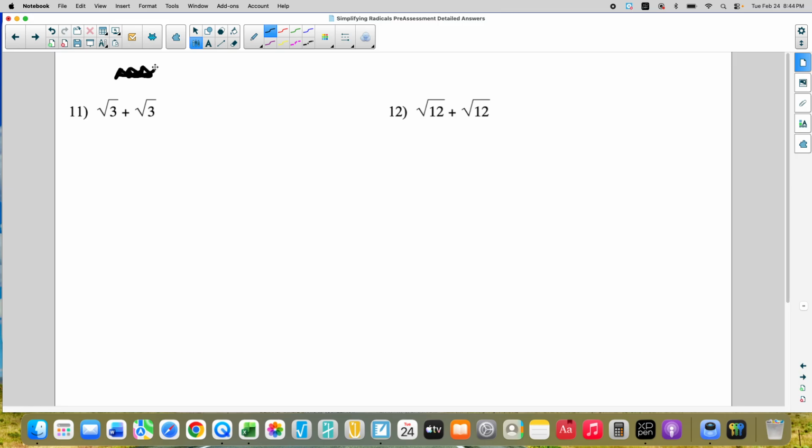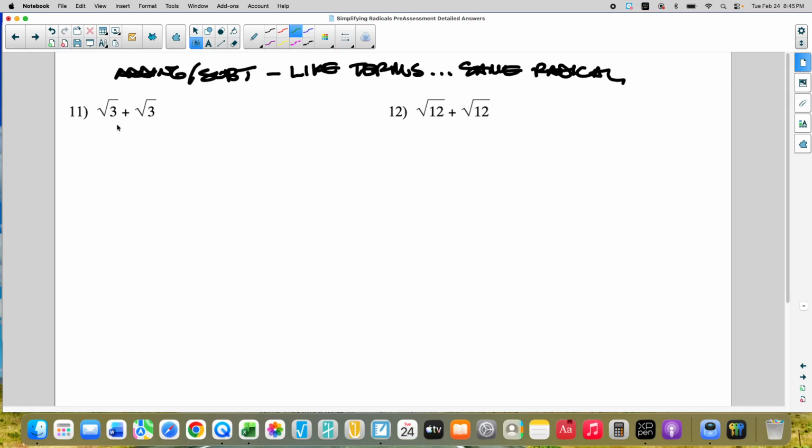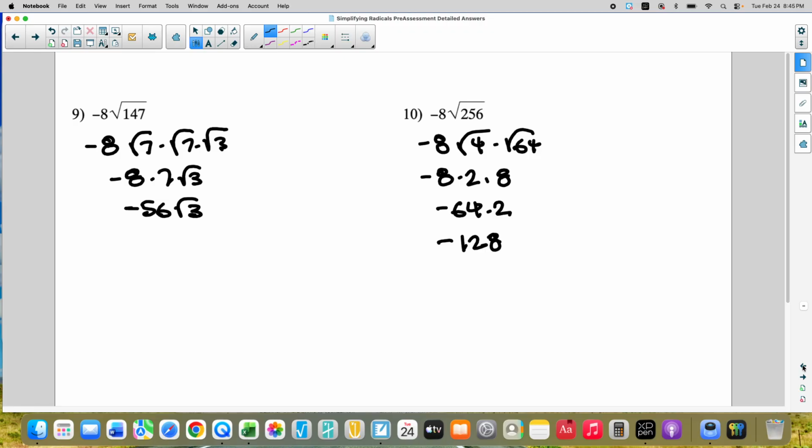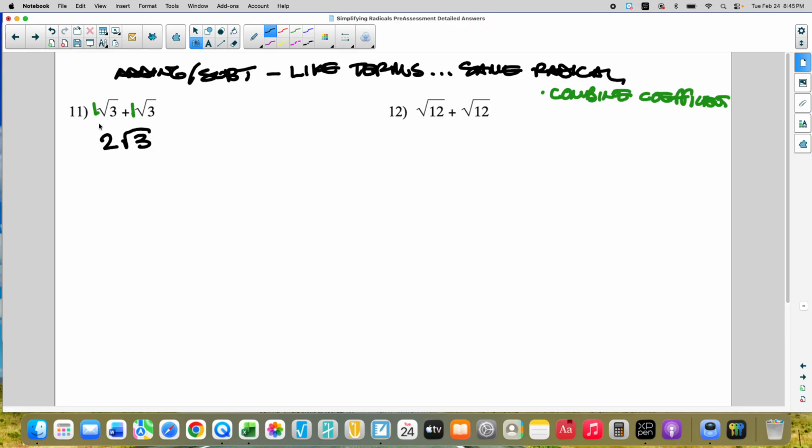All right, now we're adding and subtracting. When adding and subtracting, we have to have like terms. Like terms means same radical. So these have the same radicals. We're going to combine their coefficients, the coefficient in front of these. So 1 plus 1 is 2 rad 3. The radical doesn't cancel because we are adding. Radicals only cancel when we multiply. Multiplying the same radical cancels out the radical. Adding the same radical, you combine their coefficients.